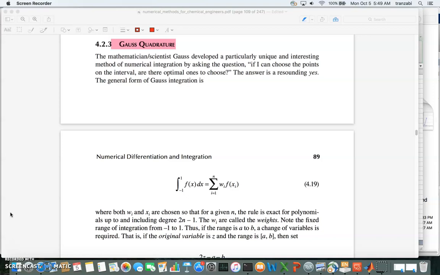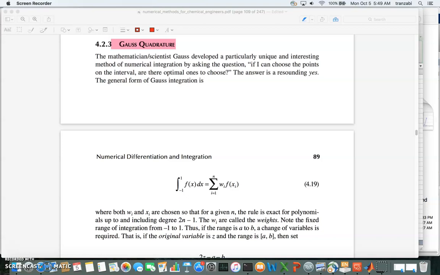In this video, I continue talking about numerical integration, and I would like to finish the Gauss Quadrature. Gauss Quadrature is the third way to calculate an integral numerically. This is section 4.2.3 on page 88 of the textbook.